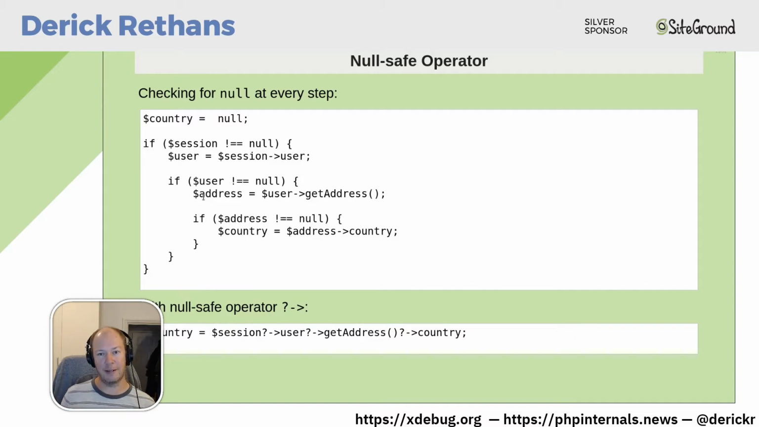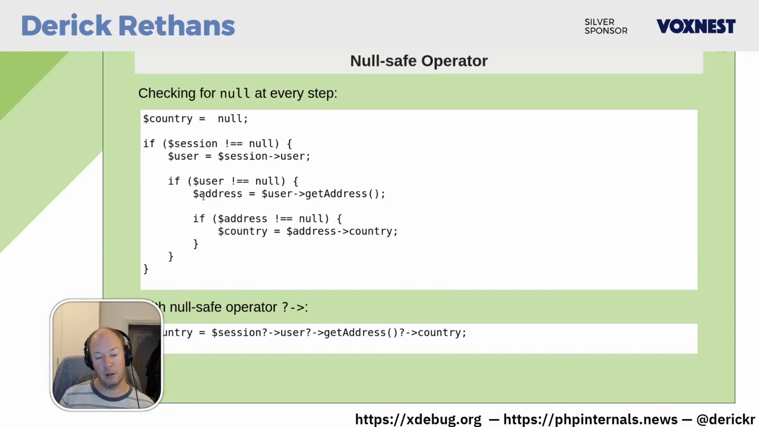And the null-safe operator is the question mark arrow operator, as you can see here. This operator basically means that if session equals null, then return null, and then don't call any of the other properties, accessors, or methods. If session isn't null, then we access the user, and so on and so on.